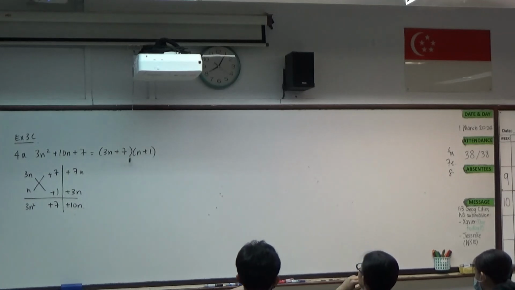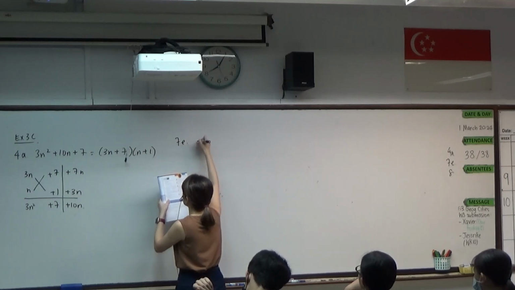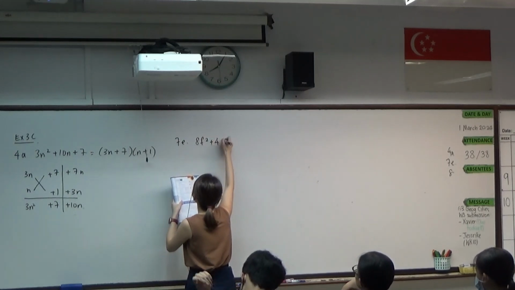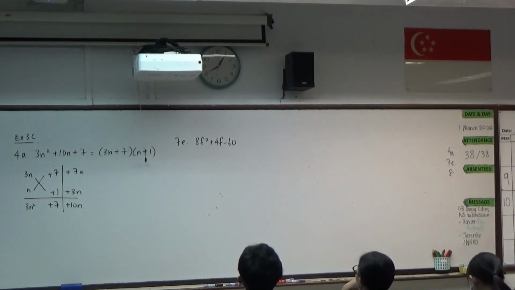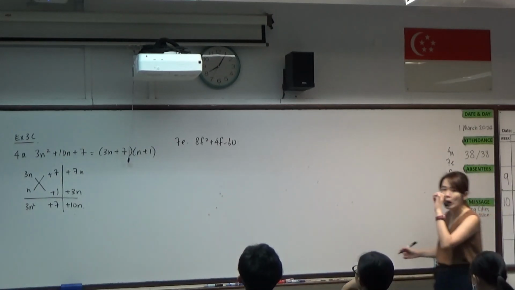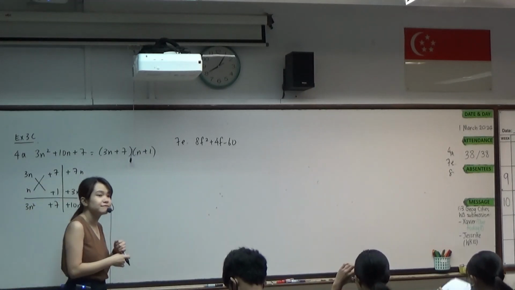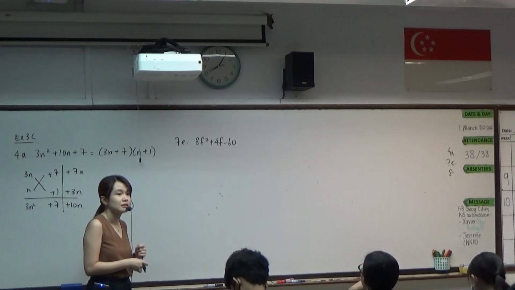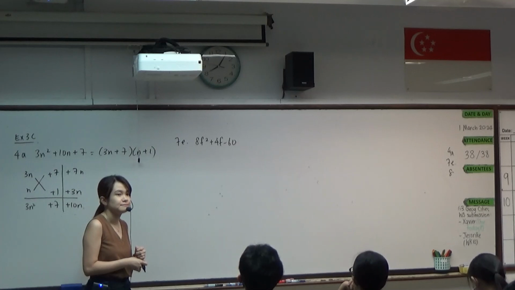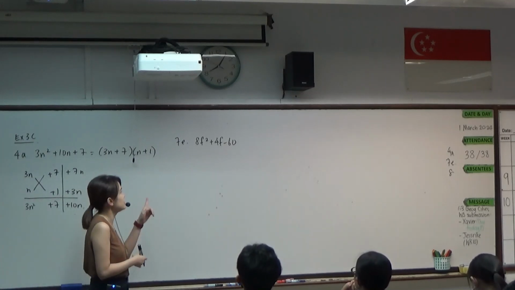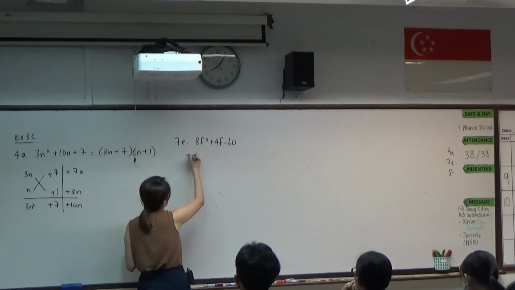Next, question 7e. Right? 2f squared plus 4f minus 60. What should we do? What should we always do first when it comes to factorization? Find common factor. So is there a common factor? There's a common factor of 2, right? So we should take that out first.